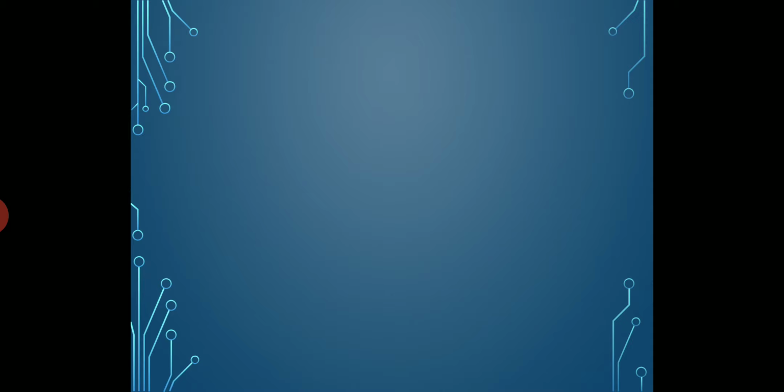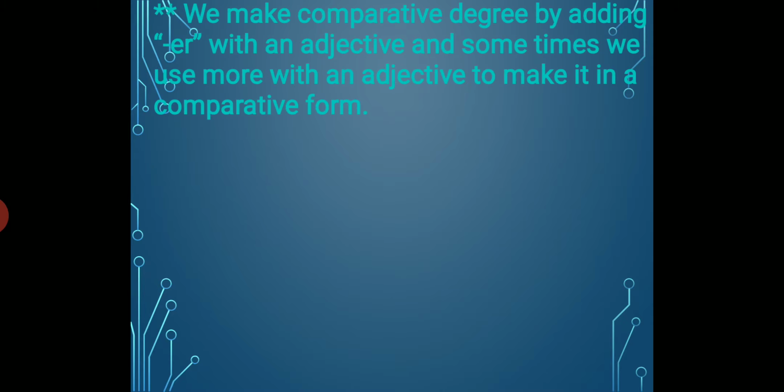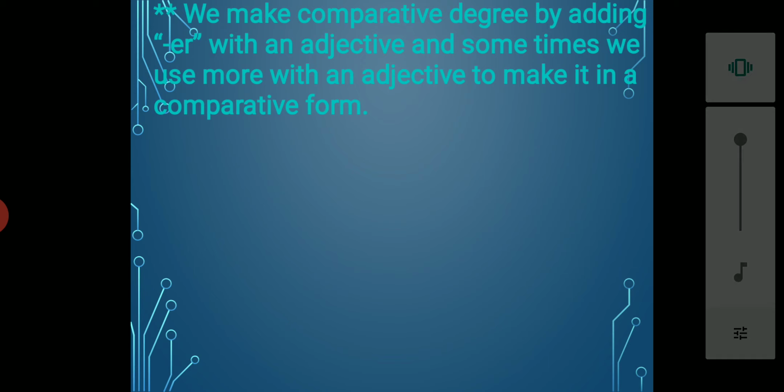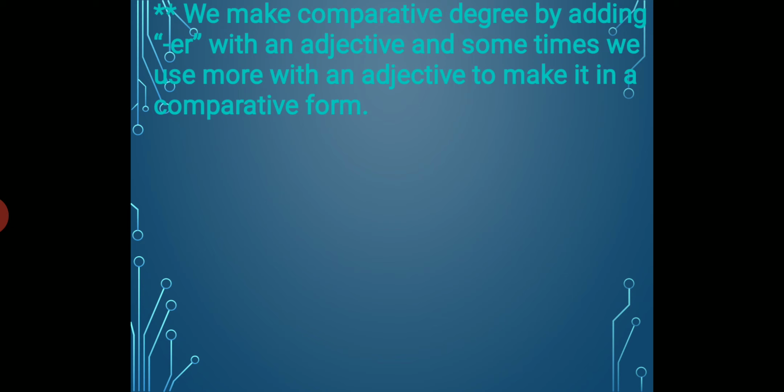How to form the comparative degree? Do you remember? Let's see. We make the comparative degree by adding er to an adjective, and sometimes we use more with an adjective to make it in a comparative form. Mostly we add er to them, and sometimes we add more with an adjective and make it in a comparative form.